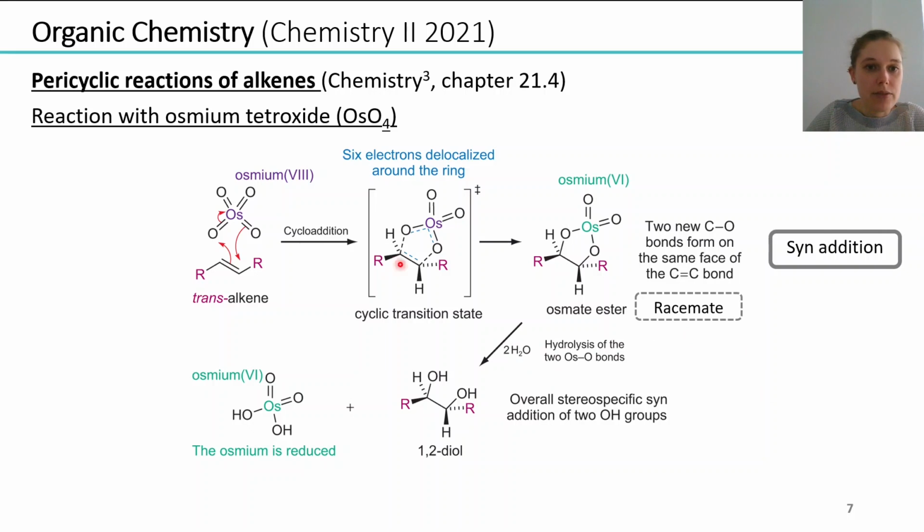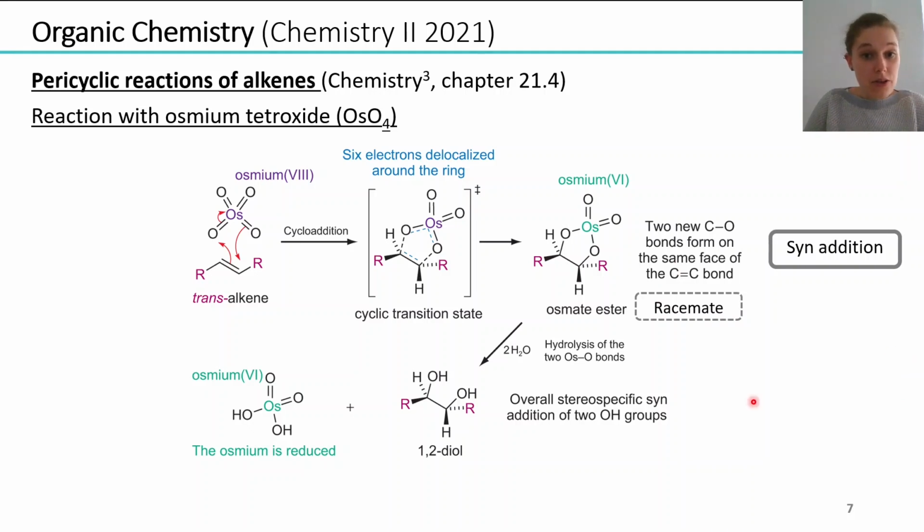Then after this transition state, we cleave and form the new bonds finally, and then we end up with this osmate ester. And here you can see that the osmium is now reduced. We only have oxidation state 6 instead of 8 as we started. And also important, the new carbon-oxygen bonds here are on the same face of the former carbon-carbon double bond. And hence this addition is a syn addition.